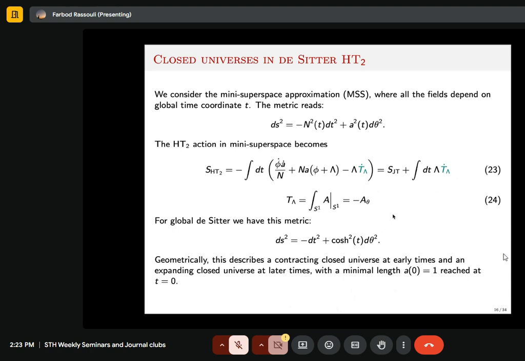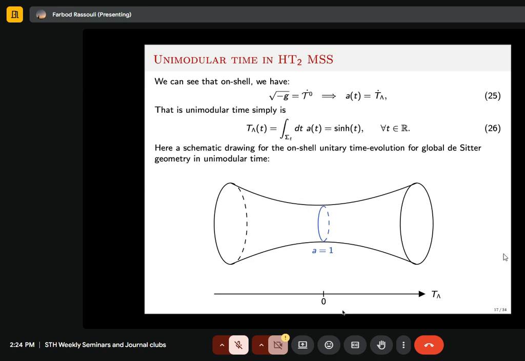And we can use the metric that I wrote here, A squared. And we can see that the H2 action in minisuperspace becomes equation 23. So basically it is the action for de Sitter JT gravity, plus this T lambda dot lambda term. And we can very quickly calculate T lambda is minus A theta. And in de Sitter, we have these metrics in global de Sitter, basically. We're taking this example. Let's go. So I give you a representation of global de Sitter.